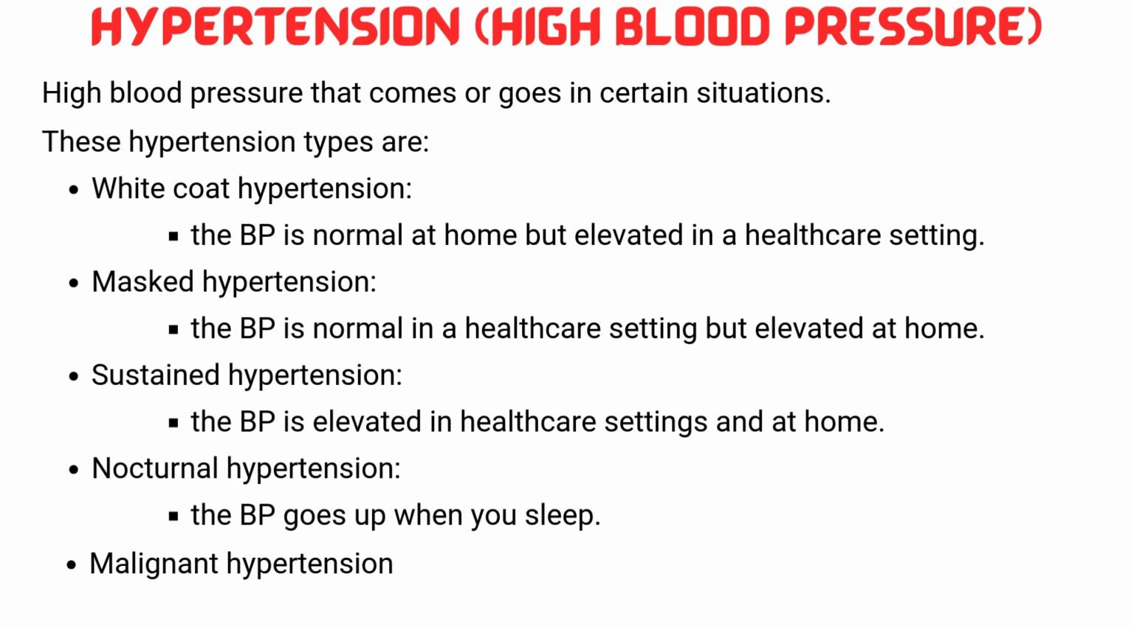Malignant hypertension is present when there is a sustained or sudden rise in diastolic blood pressure exceeding 120 mmHg with accompanying evidence of damage to organs such as the brain, eyes, heart, and kidneys. Malignant hypertension is a medical emergency and requires immediate therapy and hospitalization.